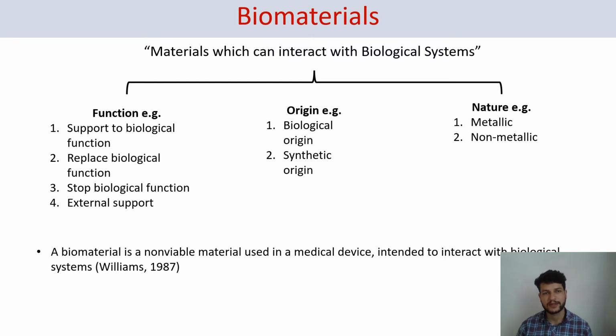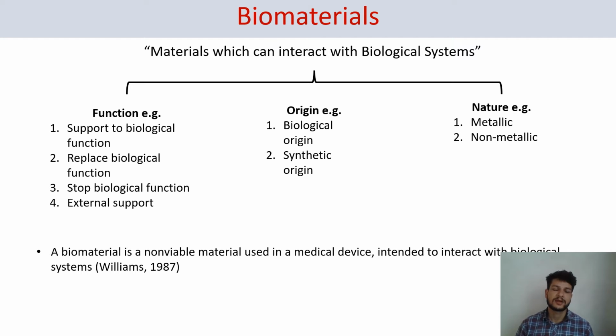As I already said, biomaterials are the ones that interact with the biological system. So they have been classified into different groups on the basis of their function, origin, and nature. On the basis of function, there are different groups. One group is the class of biomaterials that support the biological function. These are the materials which only support the biological function. For example, when a biological function is present but not optimum, it is limited. So application or implantation of biomaterials supports the biological function and improves it.